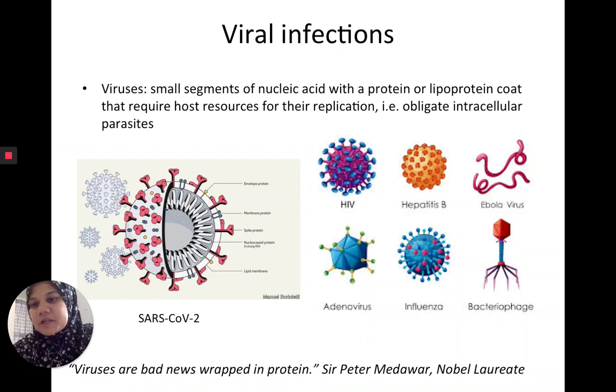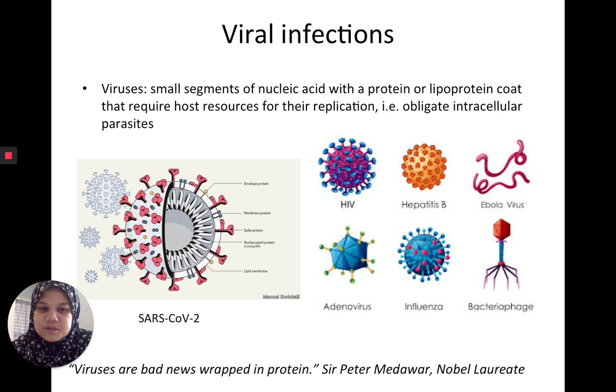So the first type of infections we're going to talk about are viral infections. Just as a recap, I'm sure you remember viruses are these creations, or structures. We don't know if they're alive or not, but basically they are small segments of nucleic acid, their genetic material, with a protein or lipoprotein coat, and they are what we call obligate intracellular parasites. They do need to be in a living cell in order to make more copies of themselves. Otherwise, they cannot grow or replicate.